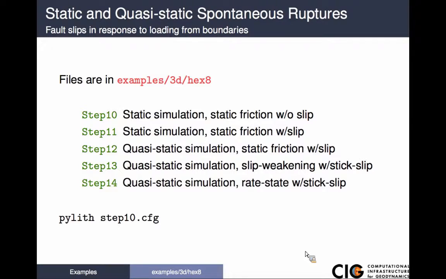So now let's look at some simulations for static friction and then quasi-static friction. These are examples 3D hex 8, and we'll start at step 10. This is just static friction. Here we'll be moving, we'll push the boundaries of the box closer together, and then we'll put on shear, and it won't be enough shear to cause the fault to slip.